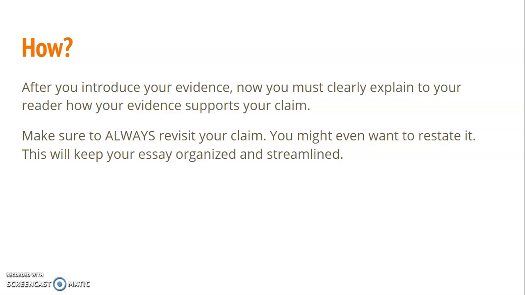So how do you do it? This is how it works. Usually this is how people do it, and I think this is the clearest way to do so. After you introduce your evidence, you must clearly explain to your reader how your evidence supports your claim. So you're always tying back to your claim. You're going to introduce your information or your quote, and then that's the part where you come in and explain the evidence that you just put in your essay. How does that support your claim? That is your reasoning.